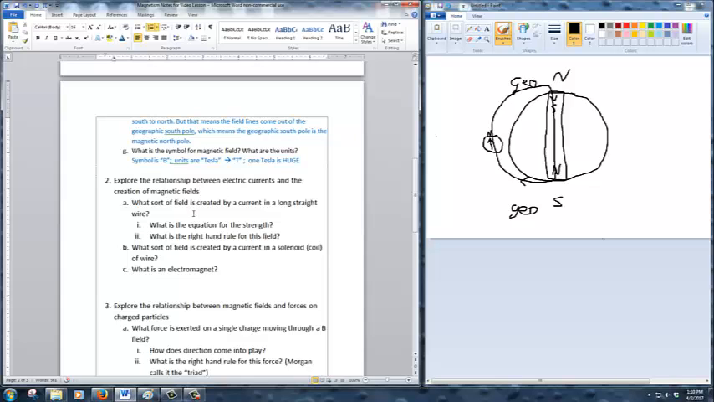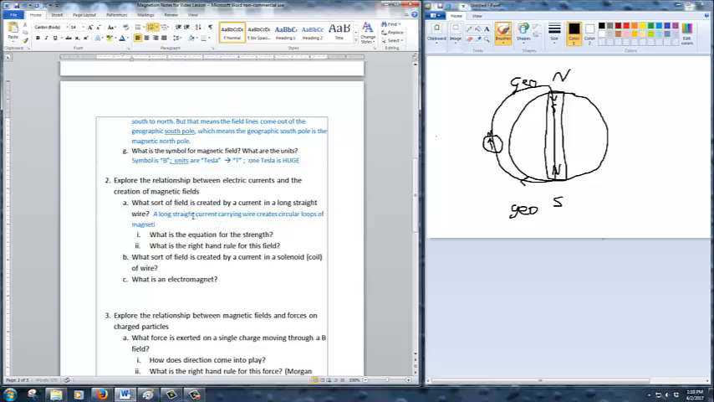So what sort of field is created by a current in a long straight wire? There's a lot of different ways that we can talk about this, but without a picture it's hard to say, so I'll just write down the answer, and you can look back on the slide if you need to. A long straight current carrying wire creates circular loops of magnetic field around it.